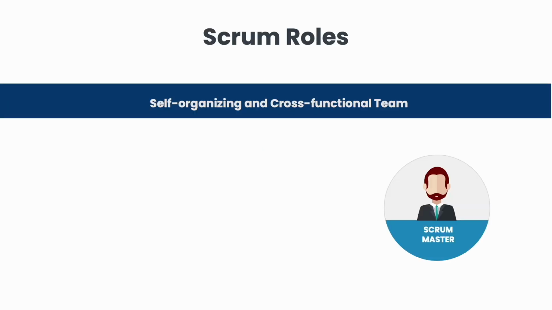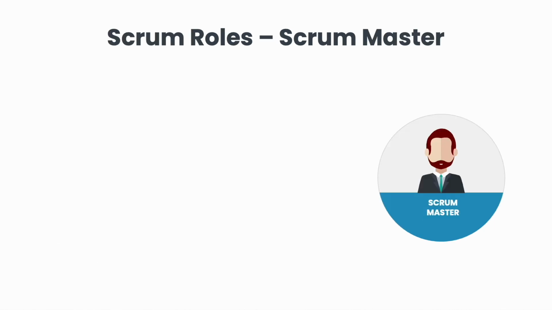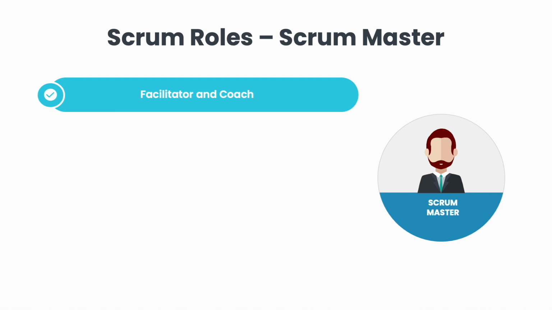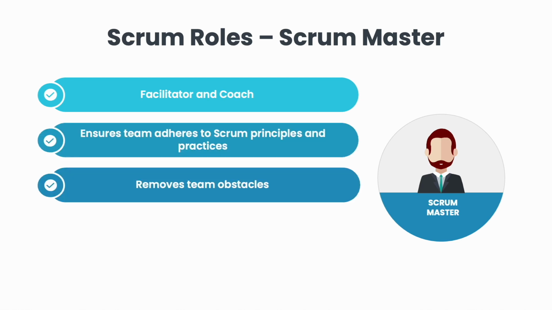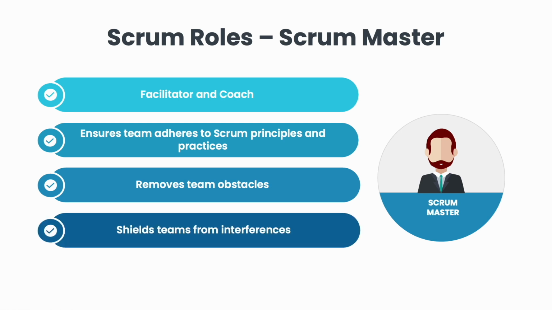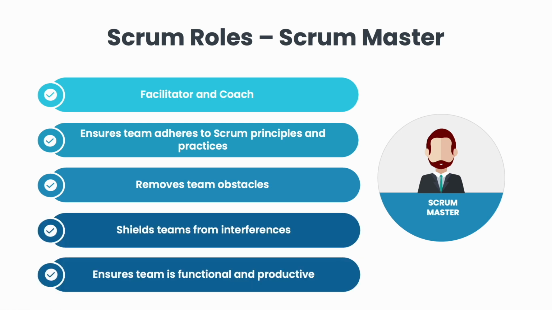Scrum has three main roles: the Scrum Master, the Product Owner, and the Development Team. The Scrum Master is the facilitator and coach, ensuring the team adheres to Scrum principles and practices and removes any obstacles the team may face. They help the team stay focused on the goal and active work.